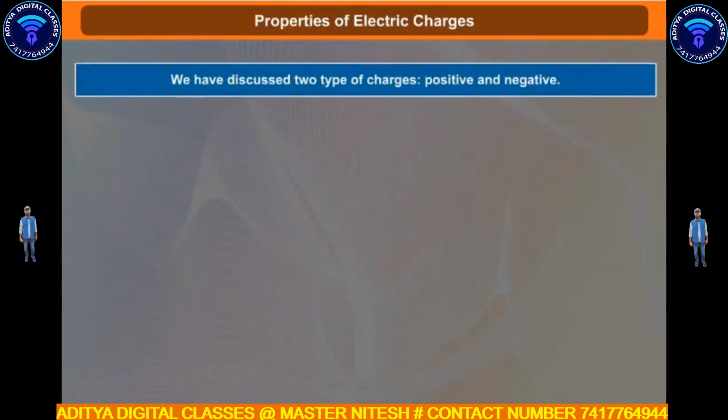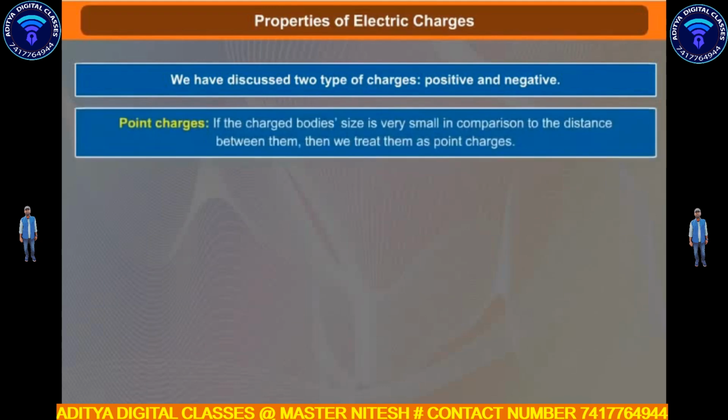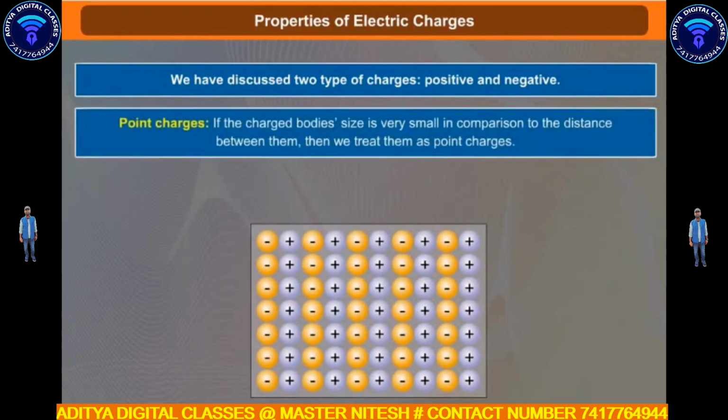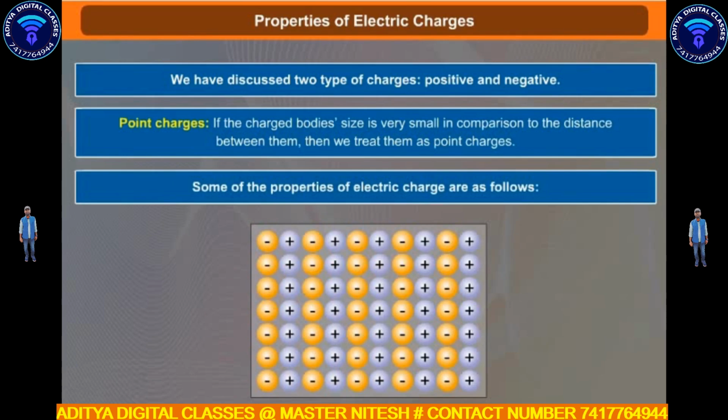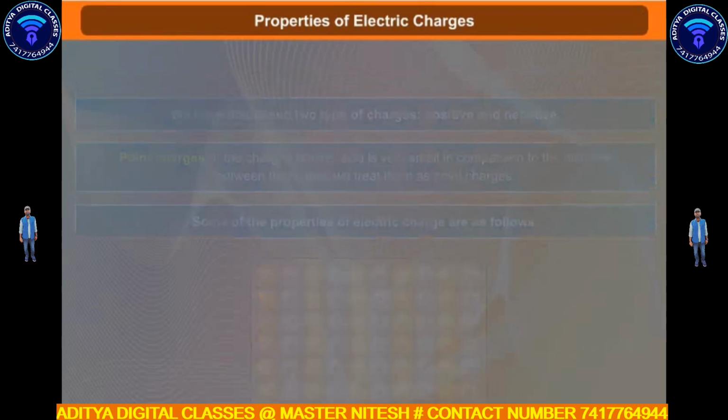We have discussed two types of charges, positive and negative. Point charges: if the charged body's size is very small in comparison to the distance between them, then we treat them as point charges. Some of the properties of electric charge are as follows.